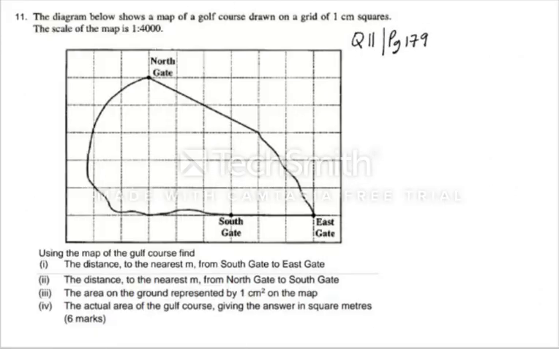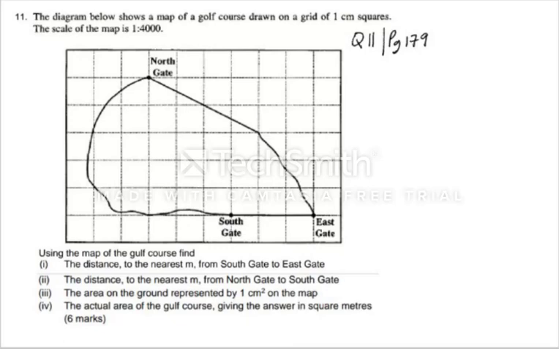All right. Let's have a look at a question, because the only way to teach this basically is to do examples. So here's an example. The diagram below shows a map of a golf course drawn on a grid of 1 centimeter squares. The scale of the map is 1 to 4,000. All right, so we have the map scale. Using the map of the golf course, find the distance to the nearest meter from South Gate to East Gate.